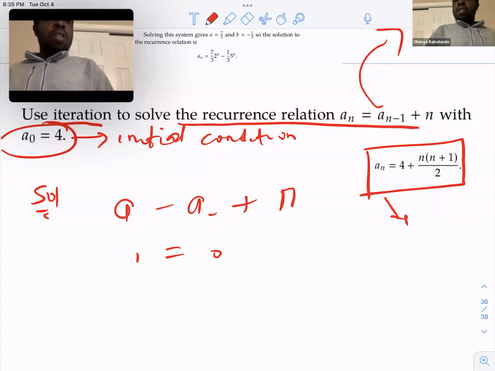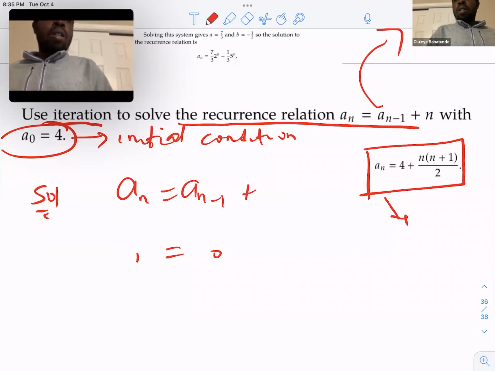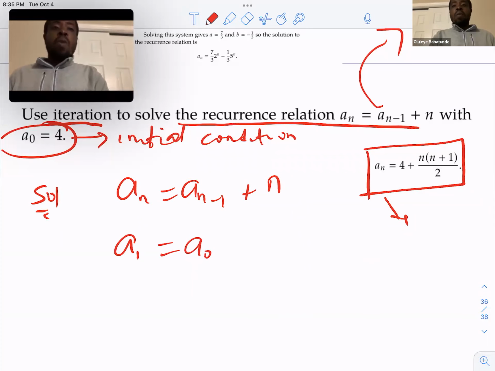Oh boy. So I have a_n equals a_(n-1) plus n. That means your a_1 will be given as a_0. Choose n to be 1. Plug 1 here, plug 1 here. That will give you a_1 equals a_0, remember your n is 1, so plus 1.